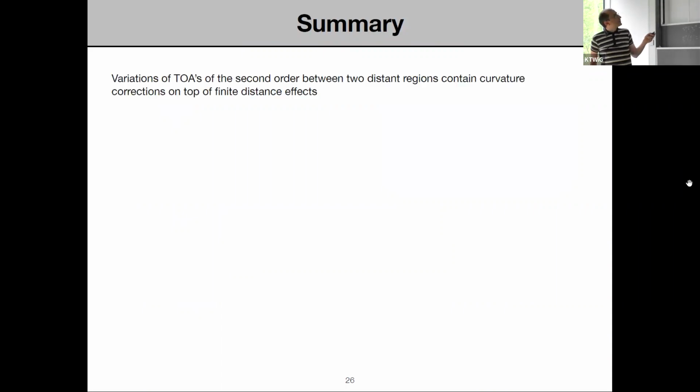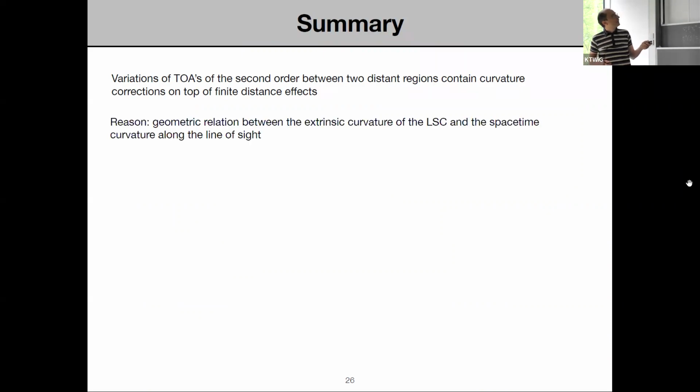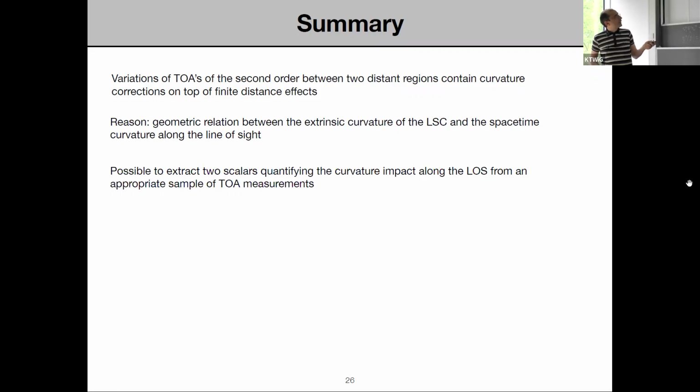Here's the summary. If you calculate the variations of times of arrival of the second order between two distant regions of space-time, then you can measure the curvature; the signal will contain curvature corrections on top of finite distance effects. And the reason is that there is a geometric relation between the extrinsic curvature of the local surface of communication at a given pair of points and the space-time curvature along the null geodesic connecting them. And it's possible to extract, nevertheless, this curvature effect by a clever differential measurement, which kills all the first order effects and also all the finite distance effects.